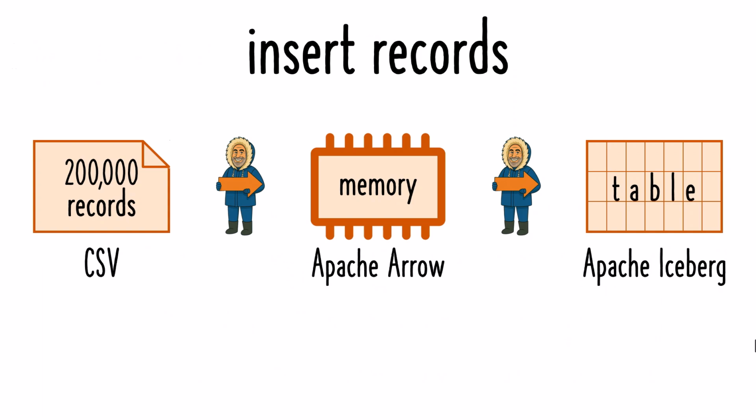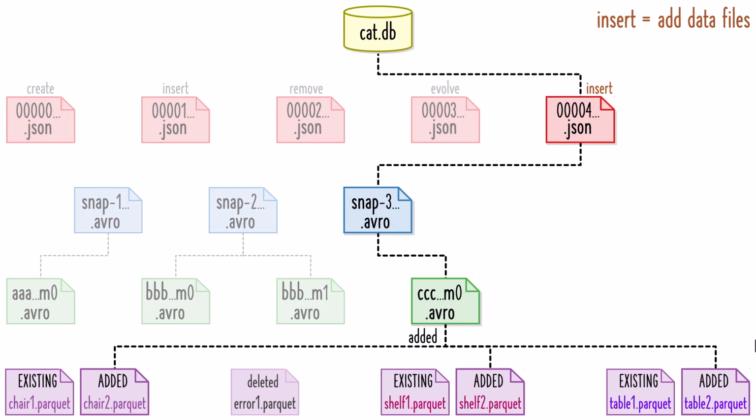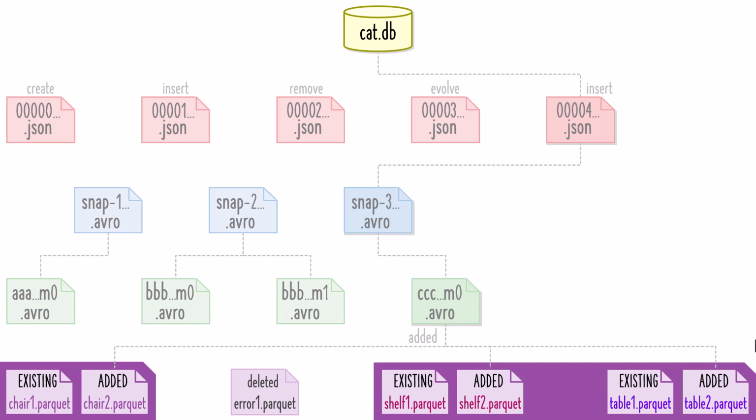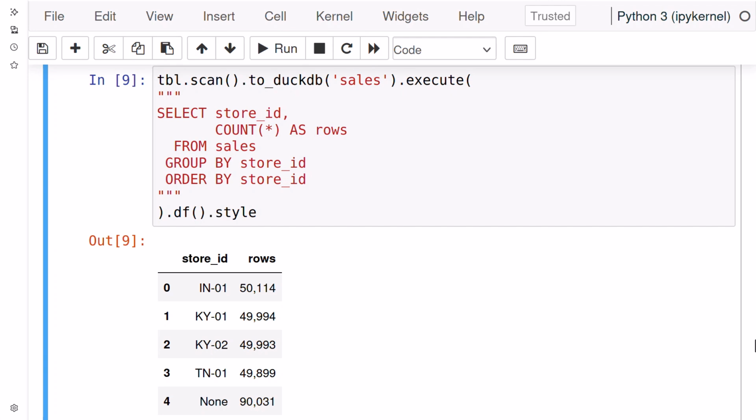Next, I inserted new records, and each included a store ID. A new Parquet file was added to each partition folder, so the new snapshot now consisted of 6 data files. A count shows that about 50,000 new rows were spread across 4 store IDs.